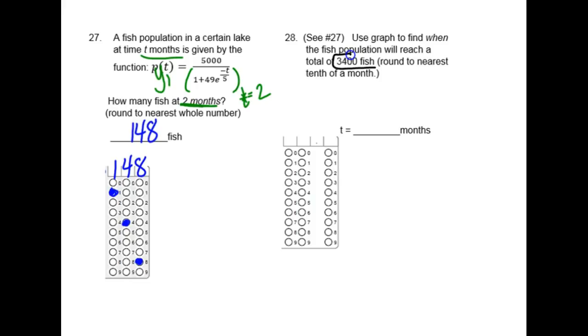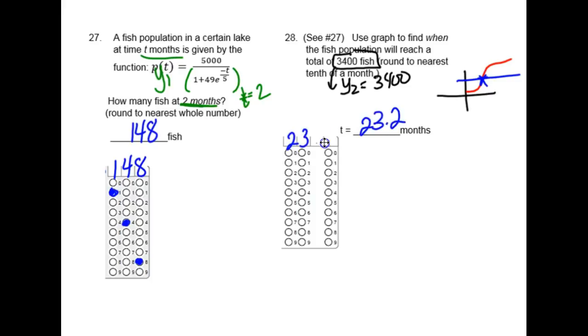I want to know when you hit 3,400 fish. So you're going to have to put y2 as 3,400, and then on your calculator, once you get a good window, you're going to see a logistic growth curve, and then you're going to see a line at 3,400, and you've got to figure out when they intersect each other. And then, of course, it'll be the x value rounded to the nearest tenth, as it describes in the problem. I got 23.2. So I would go 2, 3, the decimal point's already there, 2, and then I'd bubble.